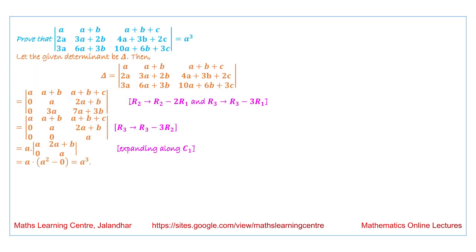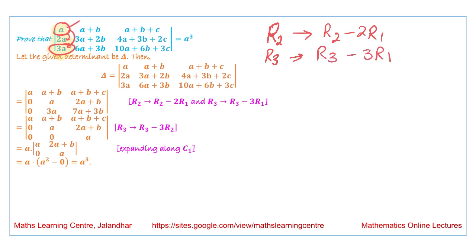Next we have to prove that this determinant is equal to a cube. So if we look at this first column over here, it is a, 2a and 3a. With the help of this a, we can make both these terms 0. So we are writing that row 2, I am not talking about the column operations over here, we are talking about row 2, approaches row 2 minus 2 times row 1, and row 3 approaches row 3 minus 3 times row 1, since 3a is over here and this is a.